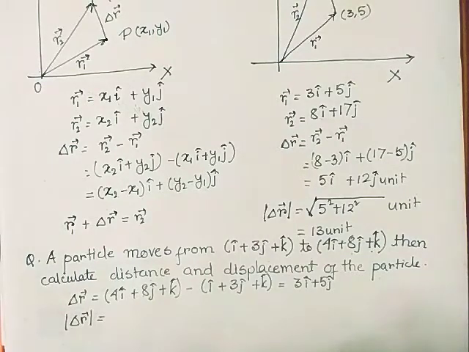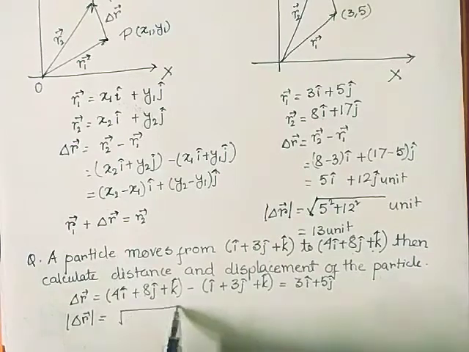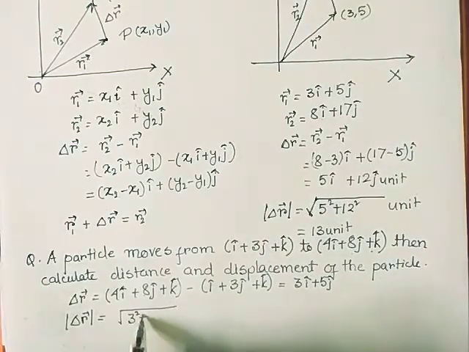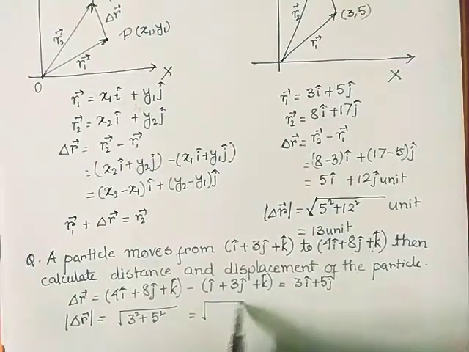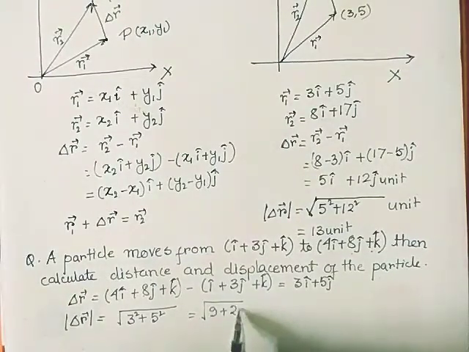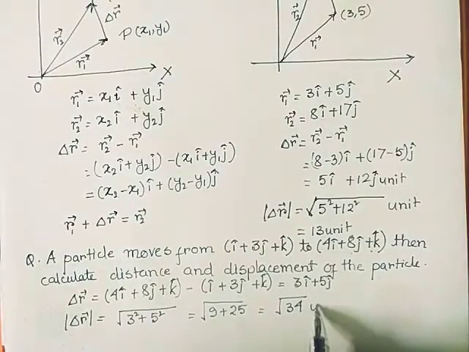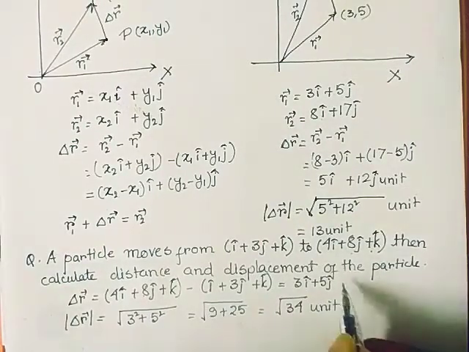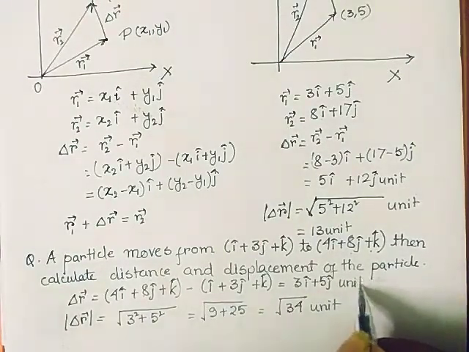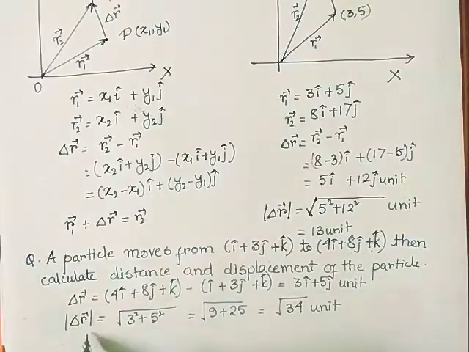If the particle moves along the straight line, then it will be 3 square plus 5 square. It becomes 9 plus 25. So 25 plus 9 is 34 units. So this is the displacement and this is the distance covered by the particle.